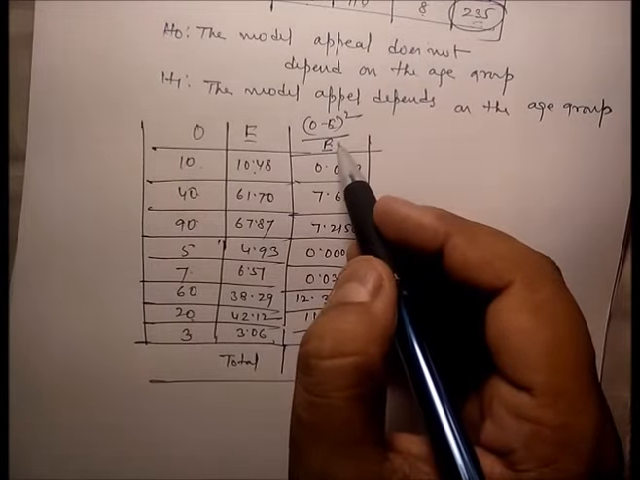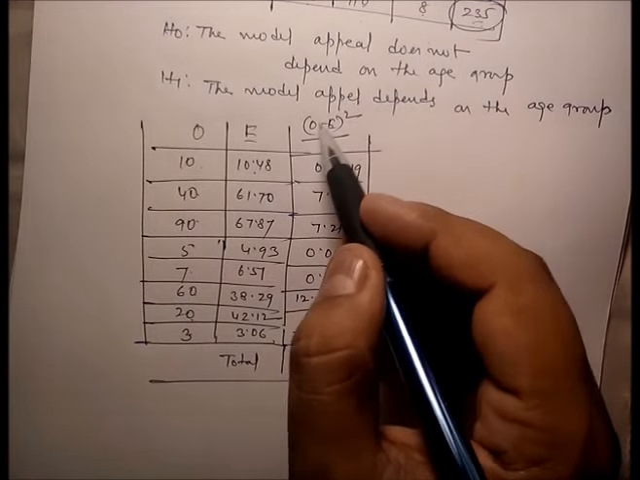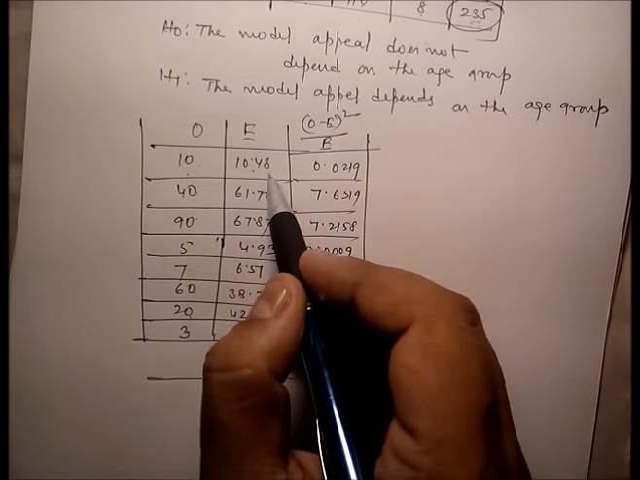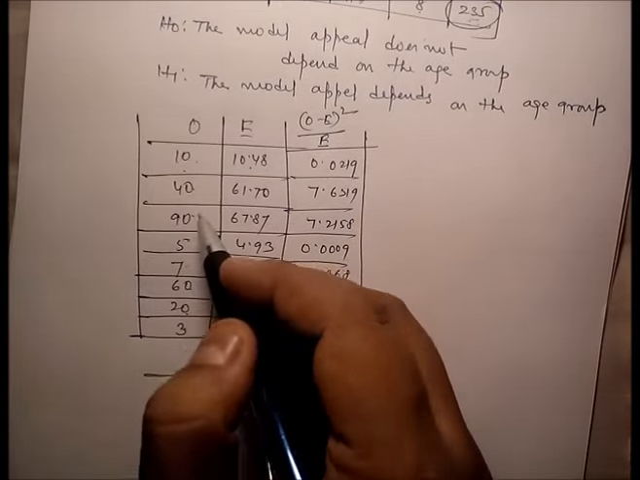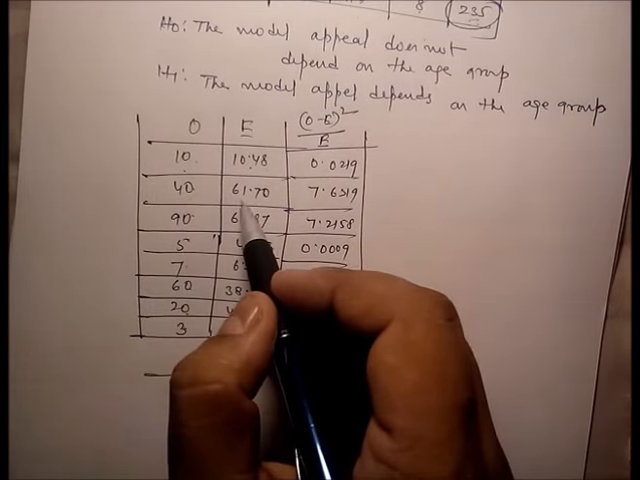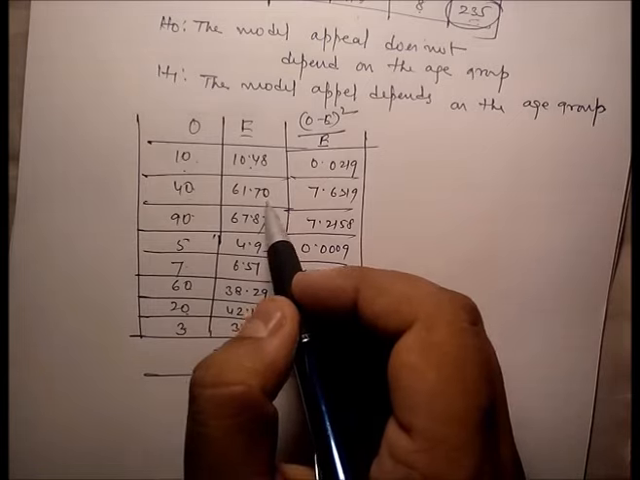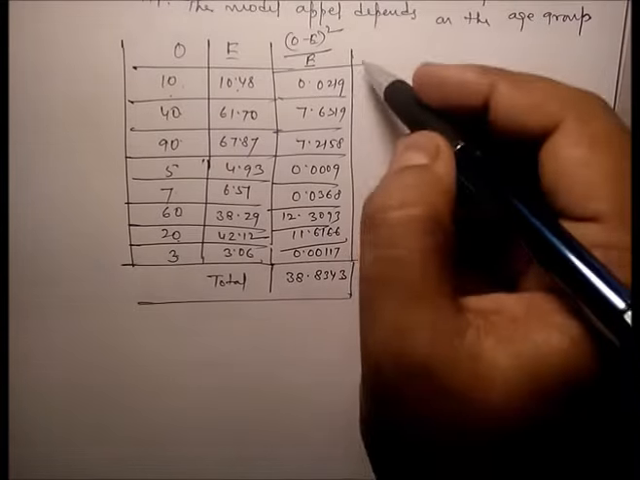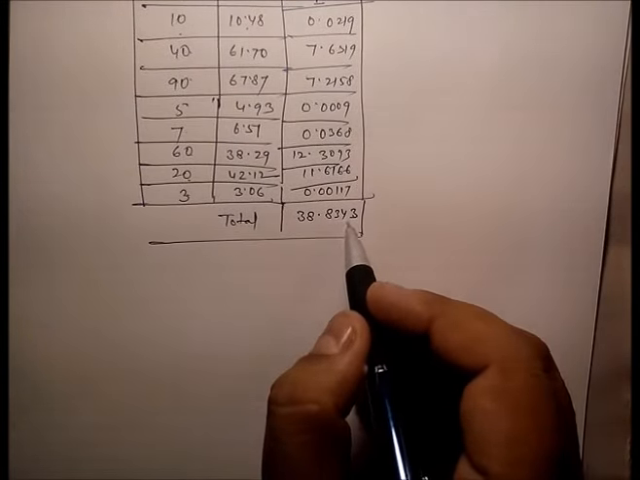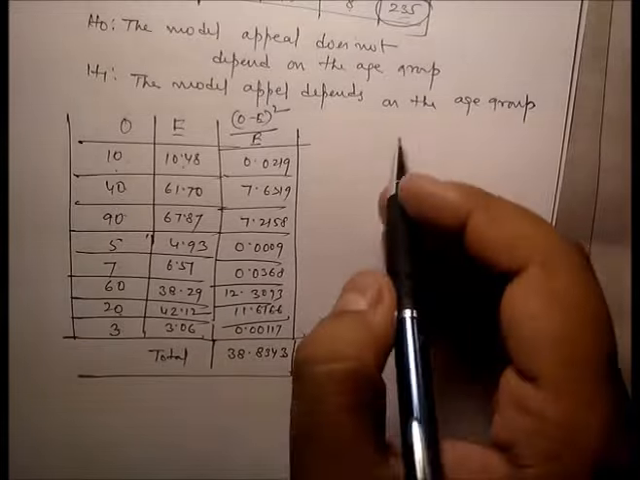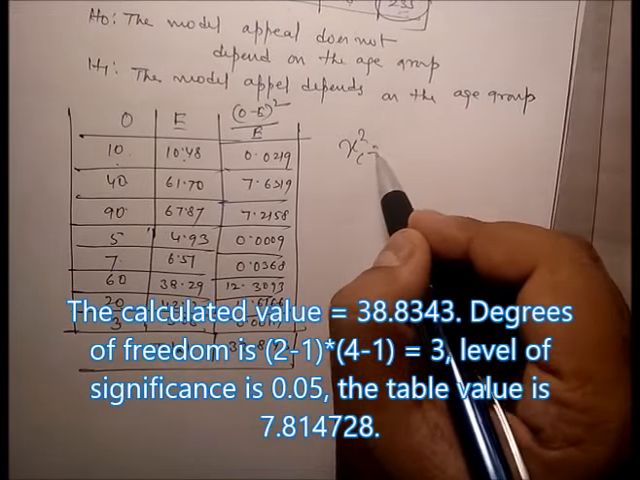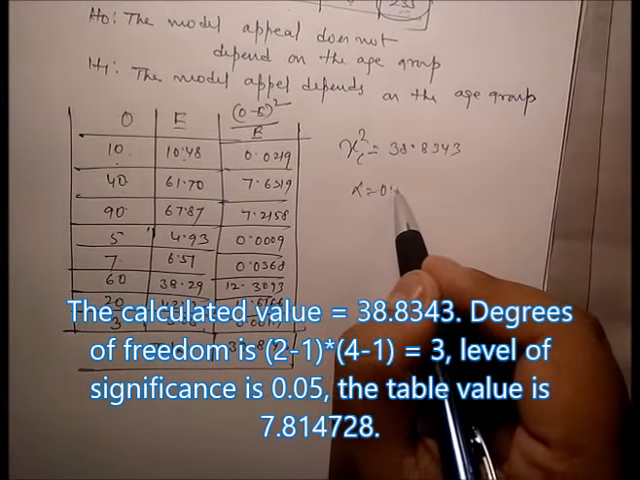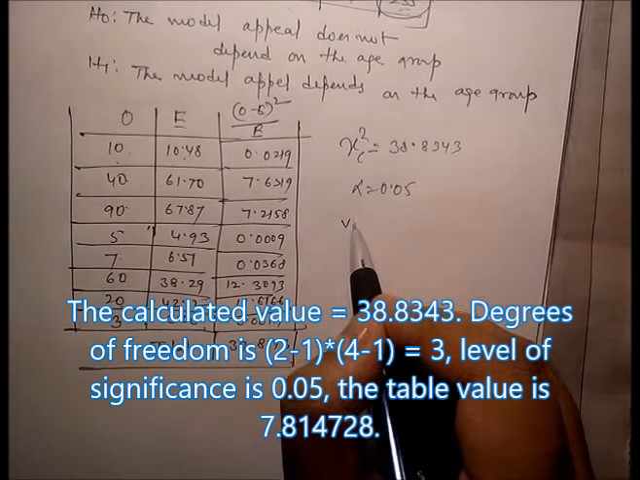And here we are calculating (O minus E) square by E. So (10 minus 10.48) square divided by 10.48, the answer is 0.0219. Similarly (40 minus 61.70) square by 61.70, the answer is 7.6319. And if you calculate, the total is 38.8343. This is our calculated value. So the calculated chi-square value is 38.8343. Assume the level of significance is 0.05 and the degree of freedom.